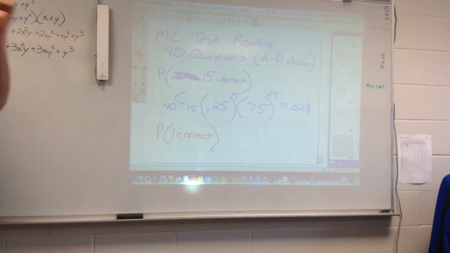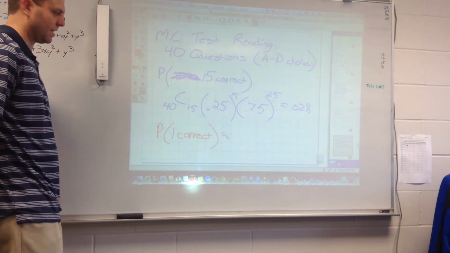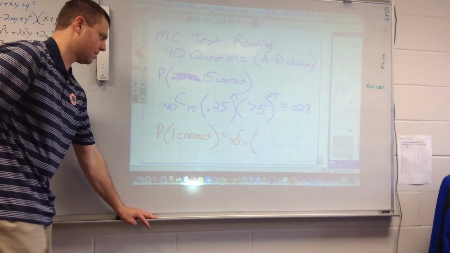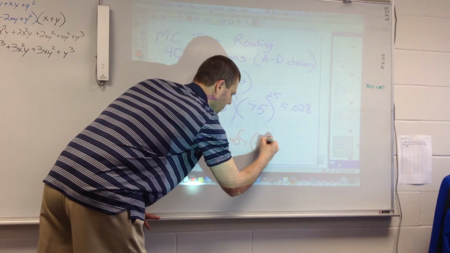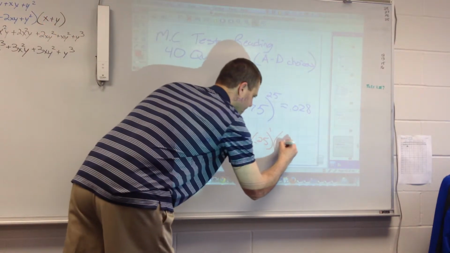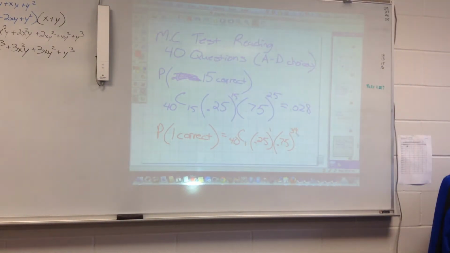Find the probability of getting 1 correct. Oh, it's high. It's got to be high. No, it's low. What would you do? It'd be high. 40 choose 1, times 0.25 raised to the first power, and then 0.75 raised to the 39th. Those of you with calculators start doing this. It's like 0.0001. That doesn't make sense. That's how much we're getting wrong. Better chance of getting 1 out of 40 right than 15 right?